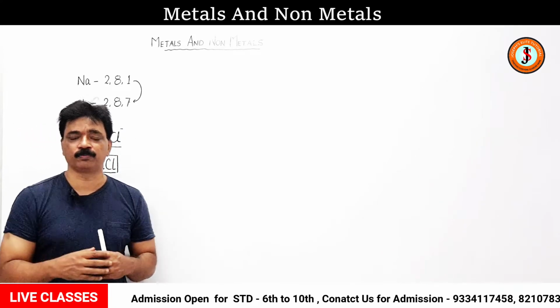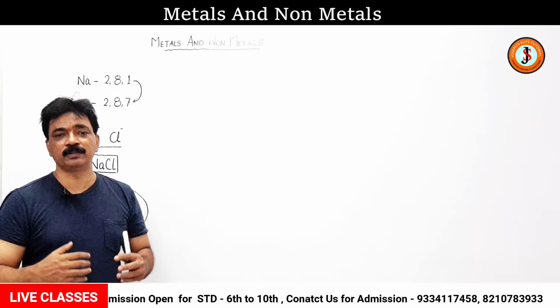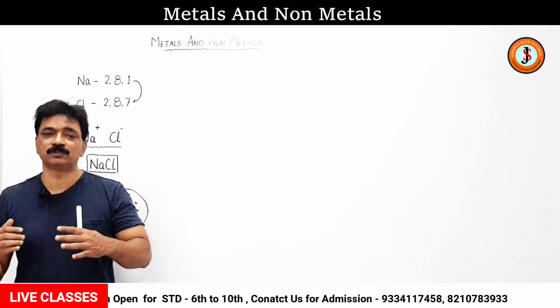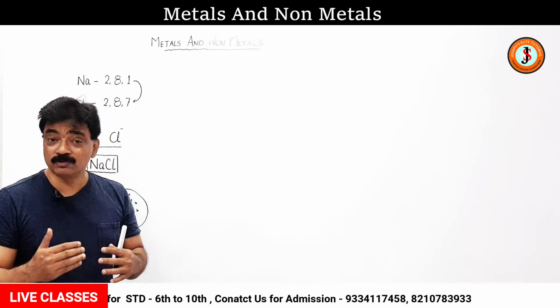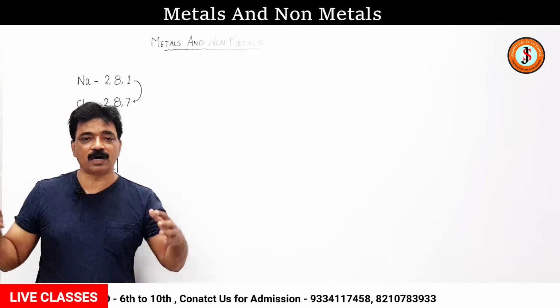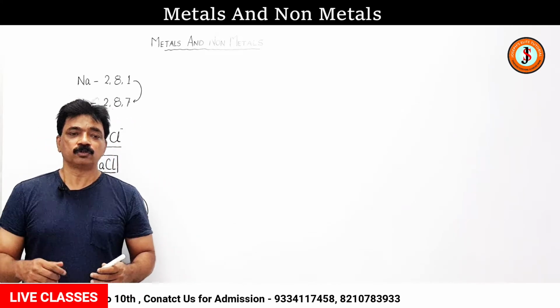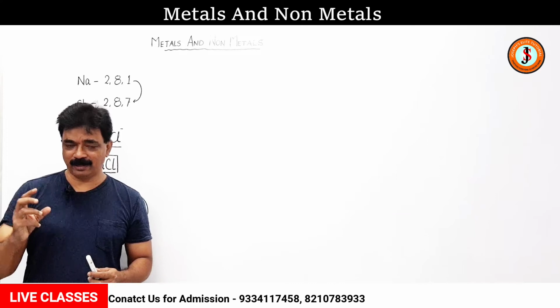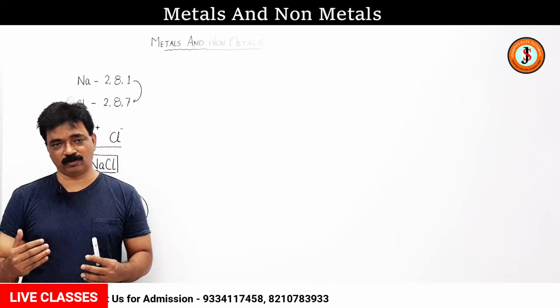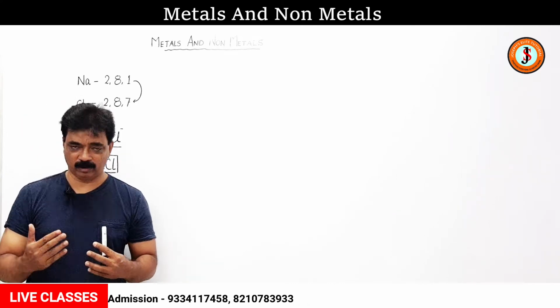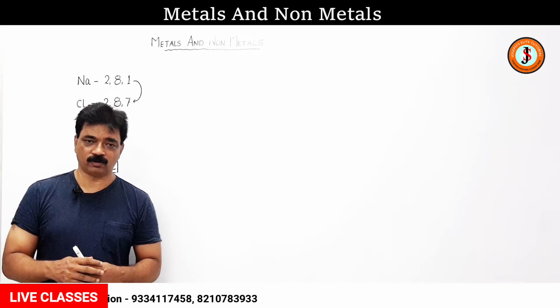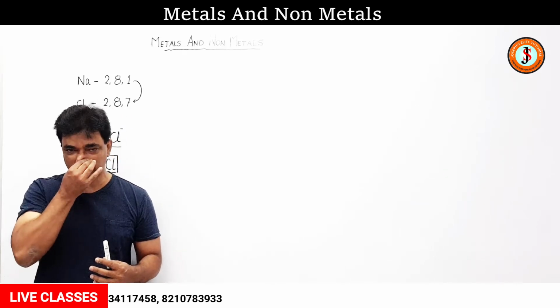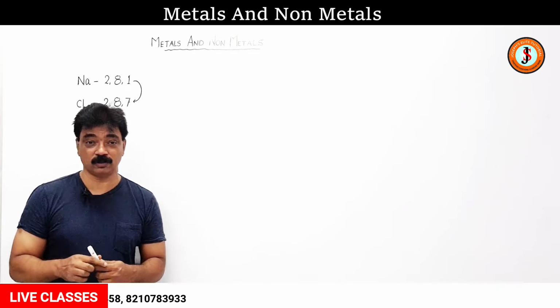So what is an easier process? To lose 3 electrons. Therefore, all those elements, the atoms of which have a tendency to lose electrons, are metals. Generally, when you are looking at electronic configuration, if you are good at making electronic configurations, you will recognize which is a metal and which is a non-metal.